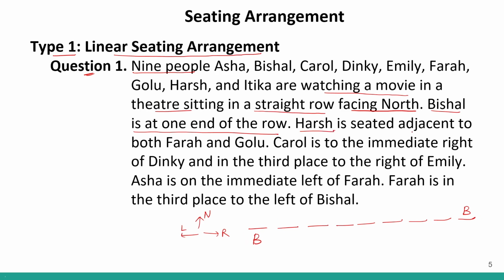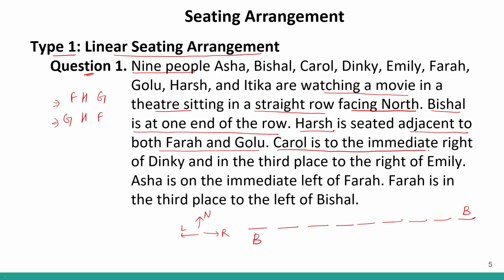Harsh is seated adjacent to both Farah and Golu. So Harsh can be between Farah and Golu, or Harsh can be between like this. Because we don't know whether Golu is to the right or Farah is to the right. So Bishal is at the one end. So 2 possibilities. And Harsh is between Farah and Golu. So again 2 possibilities. We don't know which one is true.